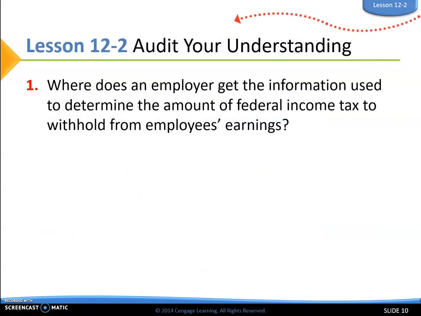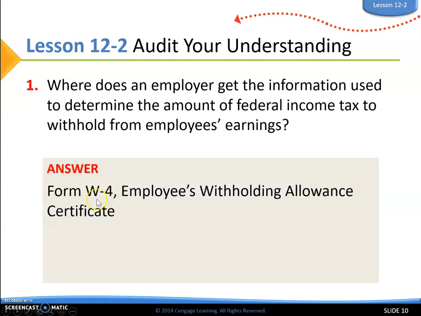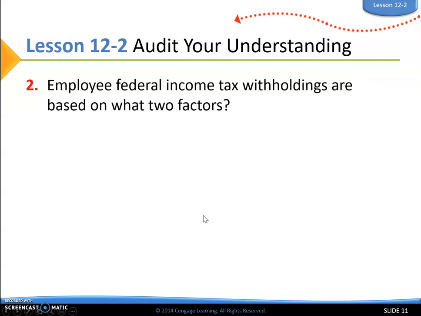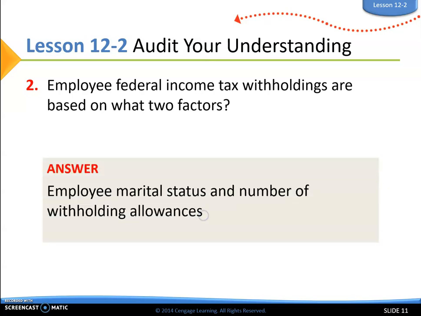Number one, where does an employer get the information used to determine the amount of federal income tax to withhold from employees' earnings? We would get this from the W-4, the employee's withholding allowance certificate. Number two, employee federal income tax withholdings are based on what two factors? The marital status, and the number of withholding allowances.